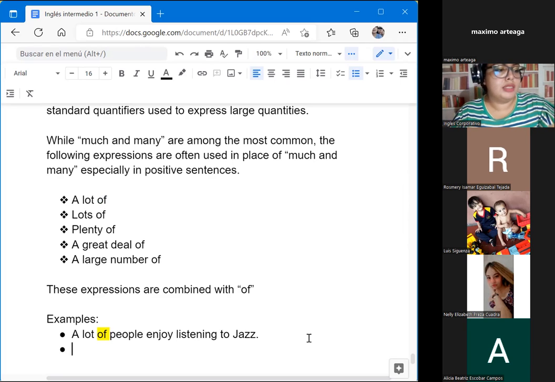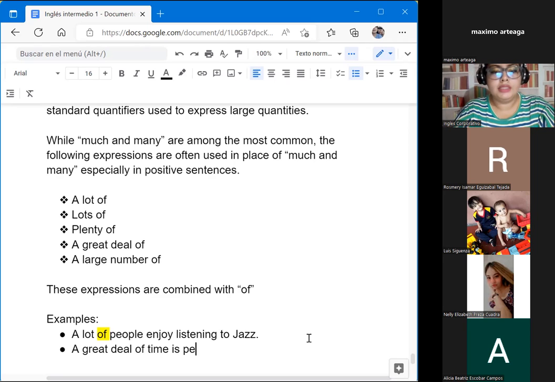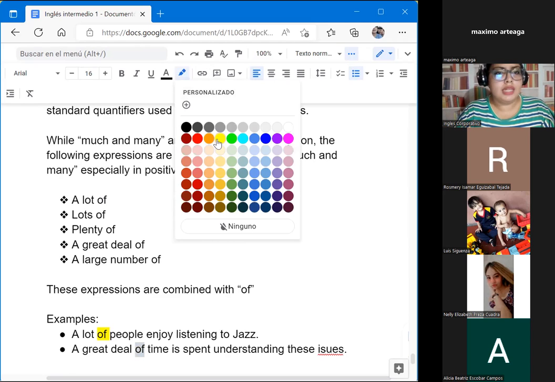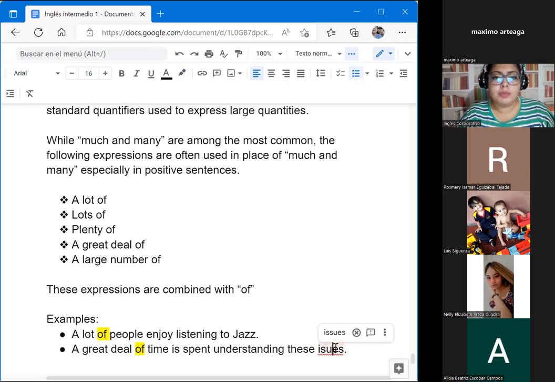Then we have another example and it says, a great deal of time is spent understanding these issues. So in this case, we have again this one, and it says a great deal of time is spent understanding these issues. Una gran cantidad de tiempo es gastado entendiendo estos cuestiones, estos problemas, estas situaciones.